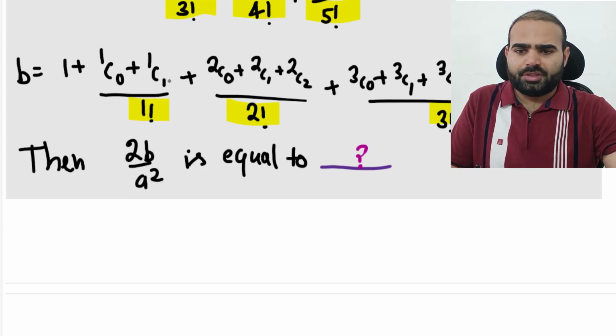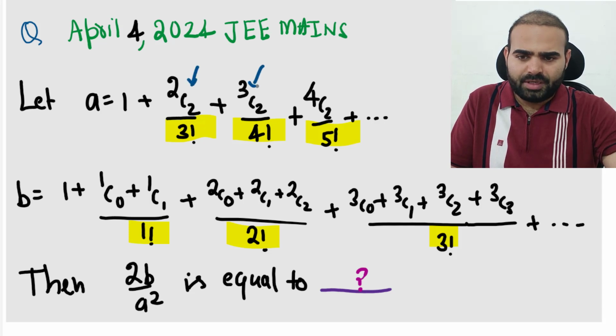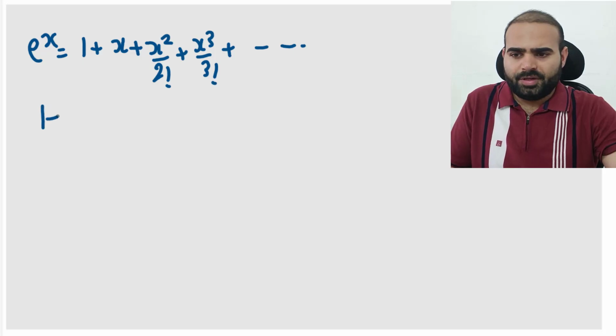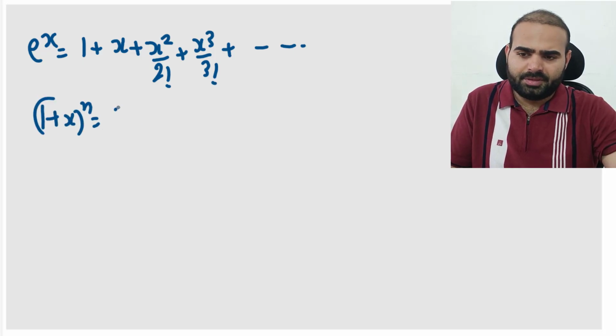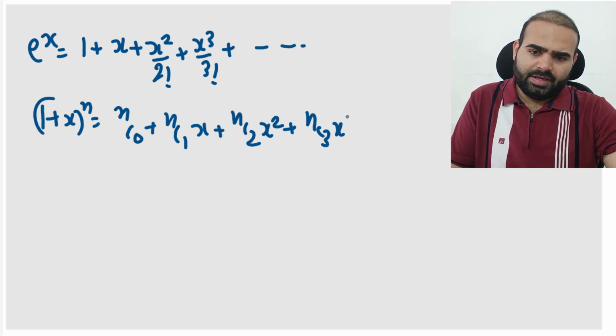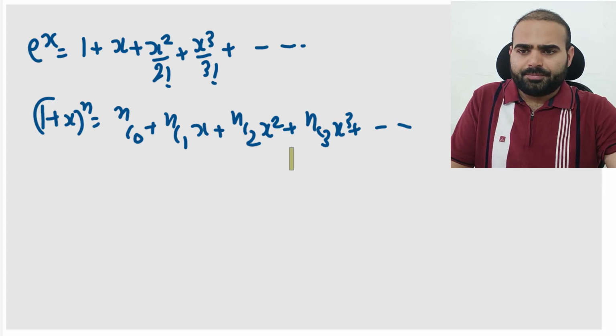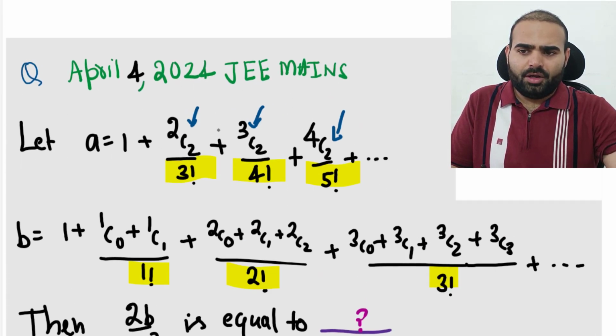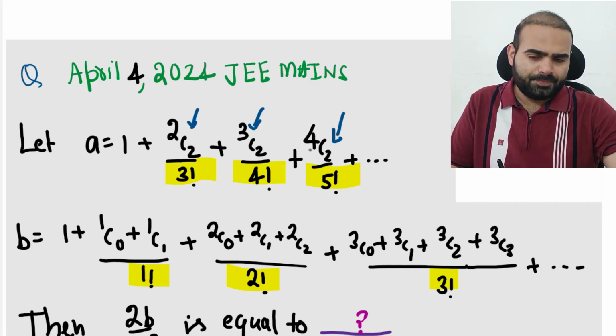And one more thing we can notice in our problem: we have 2C2, we have 3C2. These are binomial coefficients. So there should be a binomial and the coefficient of x square. Why am I saying this? Because if I open (1 plus x) whole power n, it will be nC0 plus nC1 x plus nC2 x square plus nC3 x power 3 and so on. So I'm saying this. Subscript 2 is related with x square, right? So we can notice they all are the coefficient of x square in some binomial. That's what we can identify here.